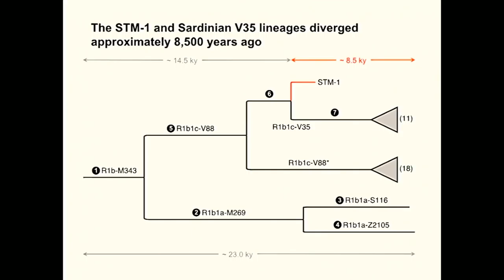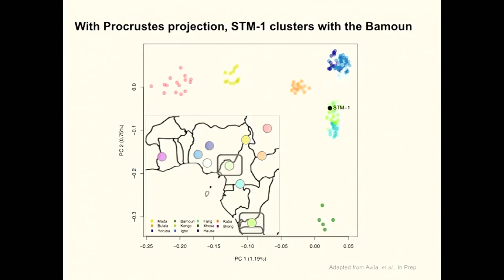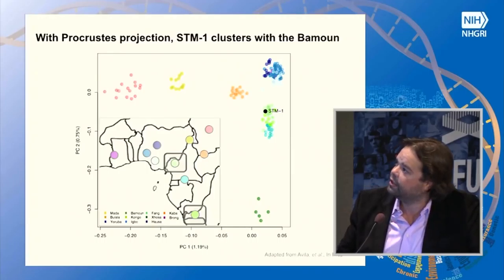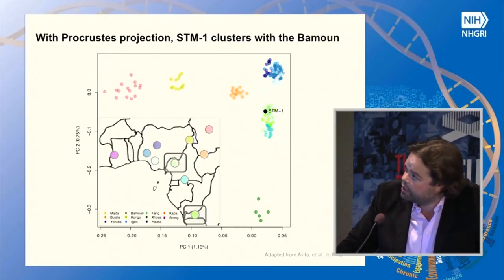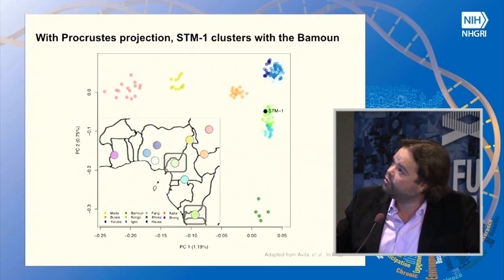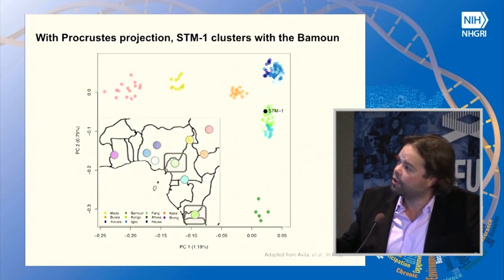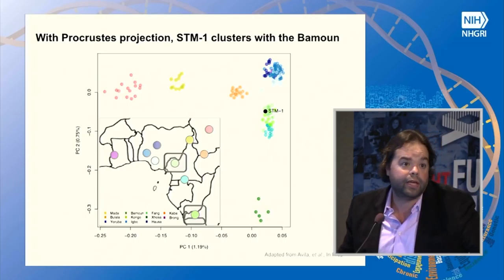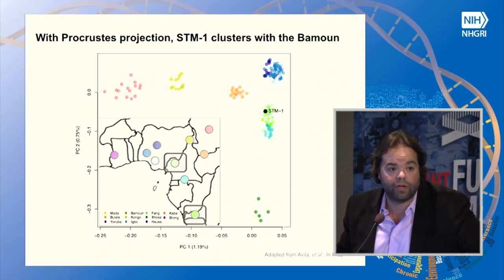When we look at the autosome, we see that STM1 clusters with different tribal groups in Africa, samples collected as part of an NIGMS project with Sarah Tishkoff. What we can see is that STM1 clusters with the Bamoun, who are a tribal group in present-day Cameroon, right? So for us, this was incredibly gratifying.